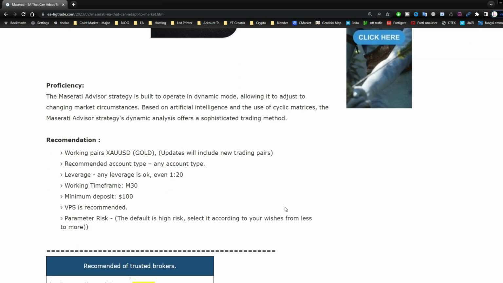Next is the recommendation to run this Expert Advisor best on the gold ounce per US dollar pair with the M30 time frame. Deposit capital of at least $100.